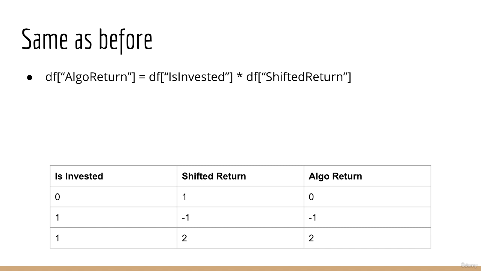Once we know whether we are invested or not, we can do the same thing we did previously, where we multiply the invested column by the returns. We can assign that to a new column called algo return. The total cumulative log return is then just the sum of this column. Okay, so that's the algorithm for building a machine learning based trading strategy.